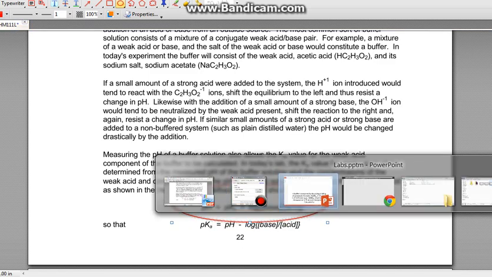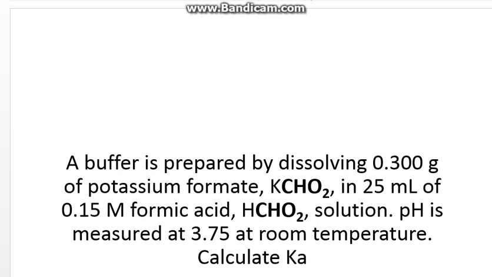So we are going to work on this problem. We're preparing a buffer by dissolving 0.3 grams of potassium formate in 25 milliliters of 0.15 formic acid, which is the acidic part of the solution. And the pH is measured at 3.75, so calculate the Ka value.